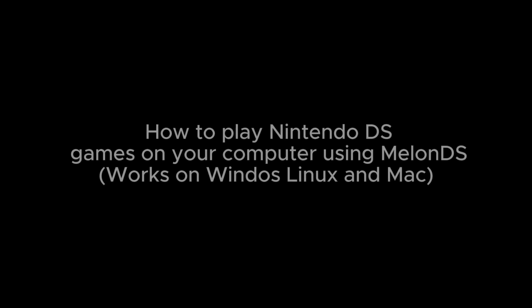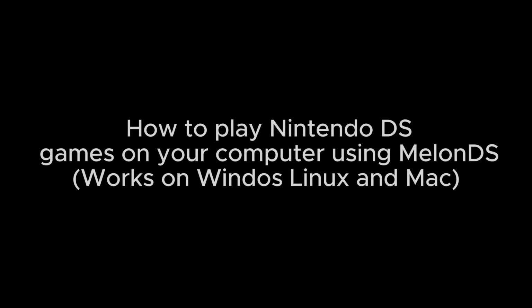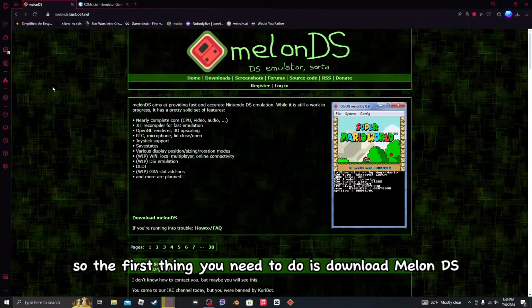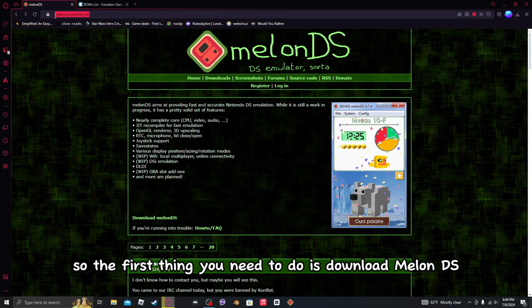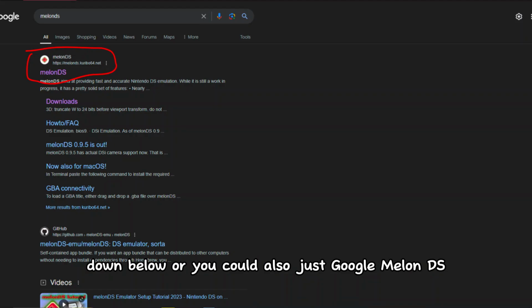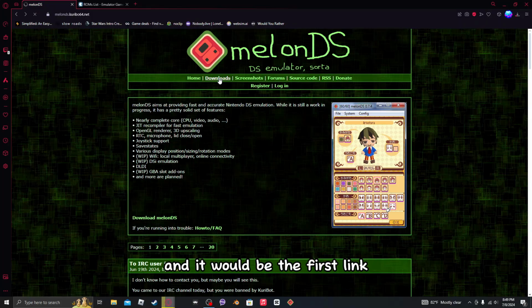Here's how you can play any Nintendo DS game on your PC using MelonDS. This will work on Windows, Linux, and Mac OS. So the first thing you need to do is download MelonDS, which you can do with the link that I've provided in the description down below, or you could also just Google MelonDS and it would be the first link.